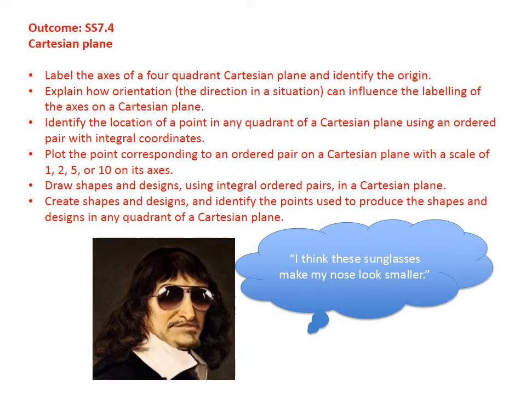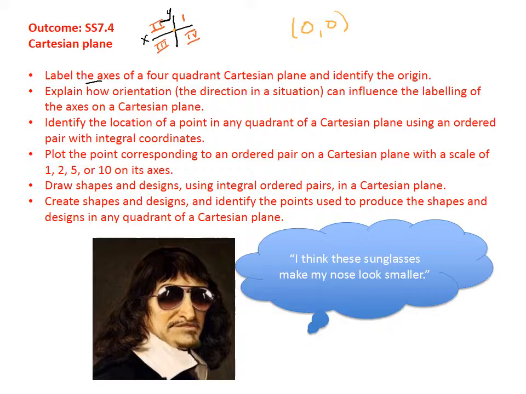So SS 7.4, you need to be able to label the axes, that's the X and the Y axes, on a 4-quadrant Cartesian plane, and identify the origin. So the origin is point 0, 0, right in the center where the two axes meet. That's your ordered pair for the origin. And the quadrants are labeled, they do it with Roman numerals always, 1, 2, 3, and 4.